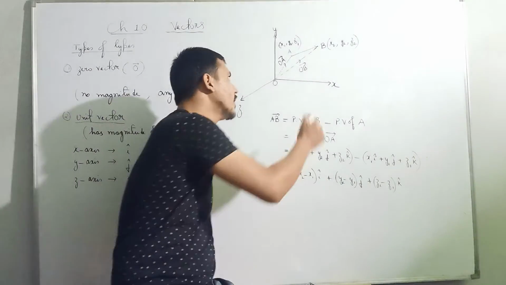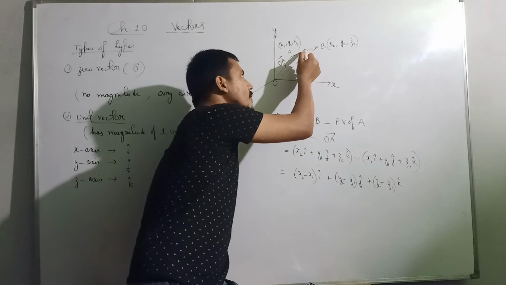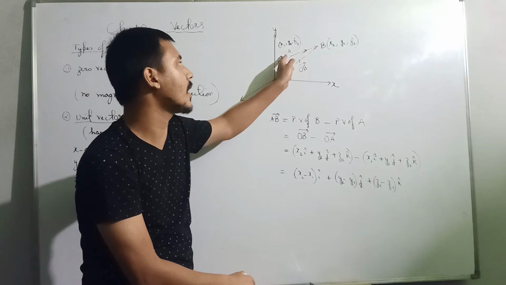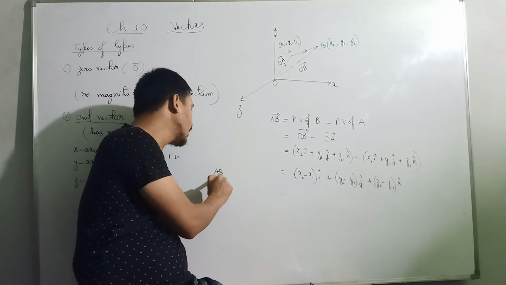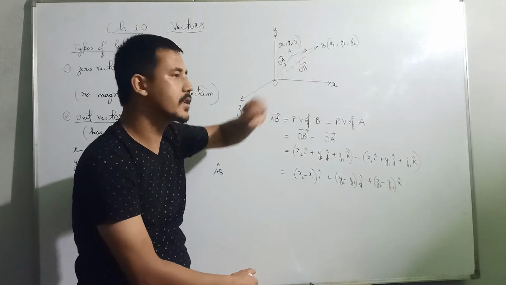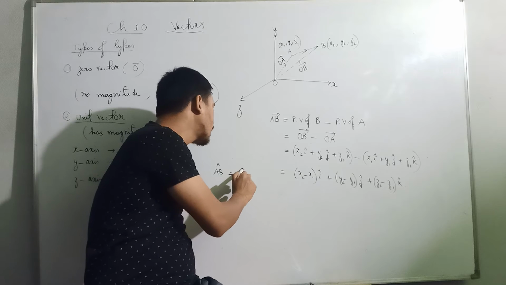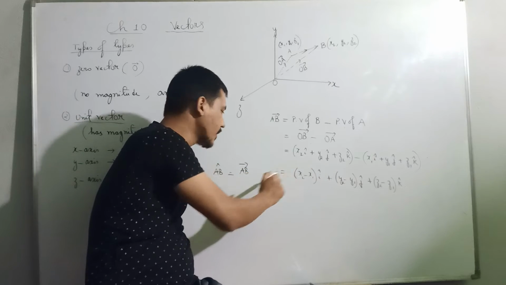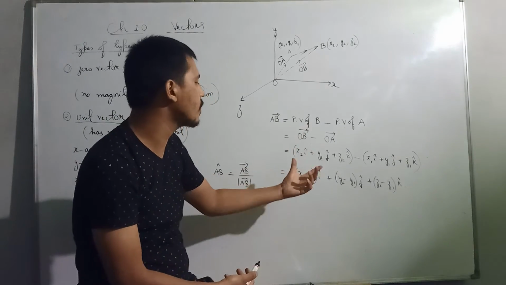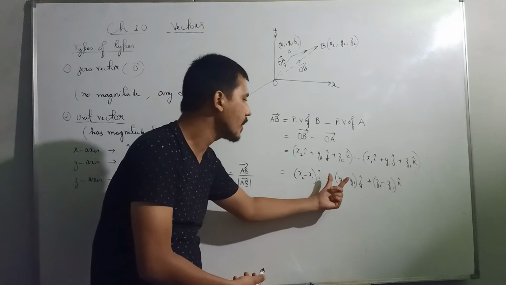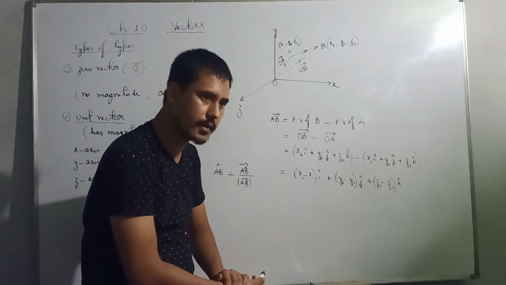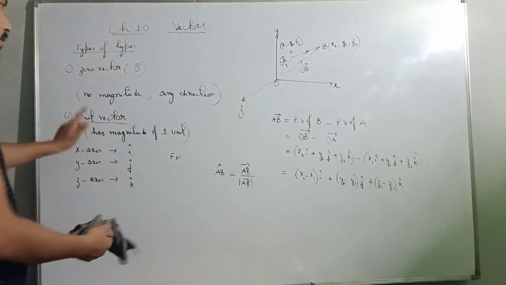Once we get vector AB, and if we want to find a unit vector in this direction, then the unit vector representing the direction of this vector will be given by AB cap. AB cap is a unit vector representing the direction of this vector, right? So vector AB, which we have obtained here, upon the magnitude of AB. Magnitude of AB means square root of component of x square plus component of y square plus component of z square. Is it okay? Yes. So this is number 2, unit vector.